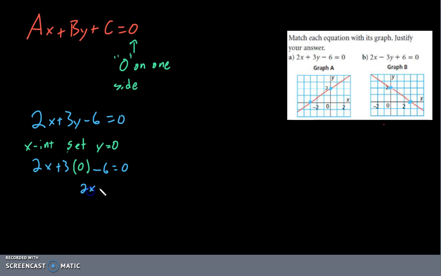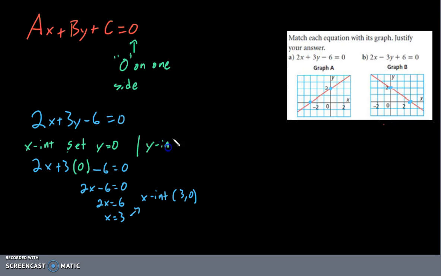Well, this is going to mean that 2x minus 6 is equal to 0. We're going to throw the 6 onto the other side, and we're going to get x is equal to 3. So we have an x-intercept at (3, 0). Perfect. I can do the same thing for y, and I can just set my x-coordinate to be 0.